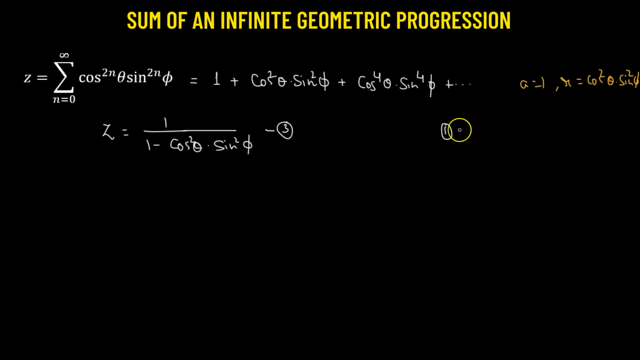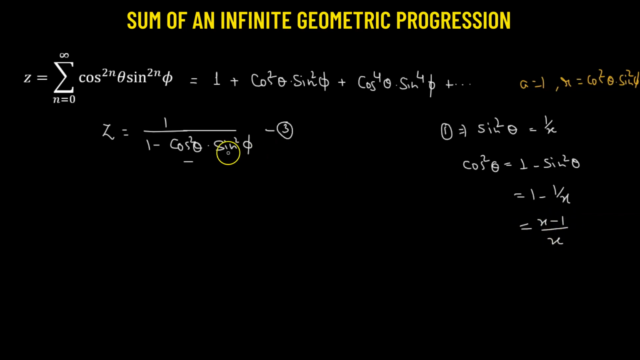In equation number 1, we have already obtained the value for sine squared theta, which was 1 over x. But we need the value of cosine squared theta, not sine squared theta. Cosine squared theta is just 1 minus sine squared theta, so cosine squared theta will be 1 minus 1 over x, or simply x minus 1 divided by x. Then we need the value of sine squared phi. In equation number 2, we obtained that cosine squared phi is 1 over y. So if we use the same technique, sine squared phi will be equal to y minus 1 divided by y. So let's substitute these values back in equation number 3.